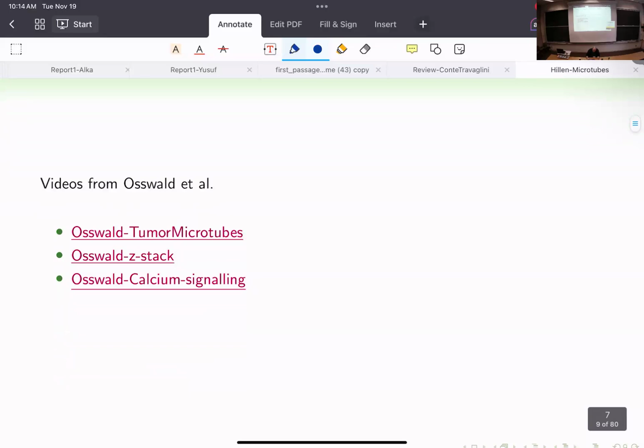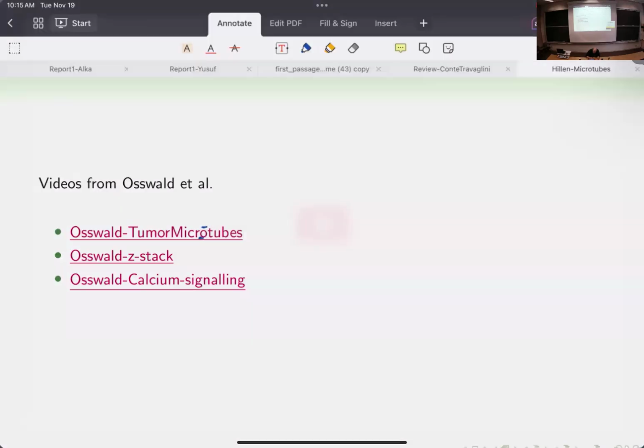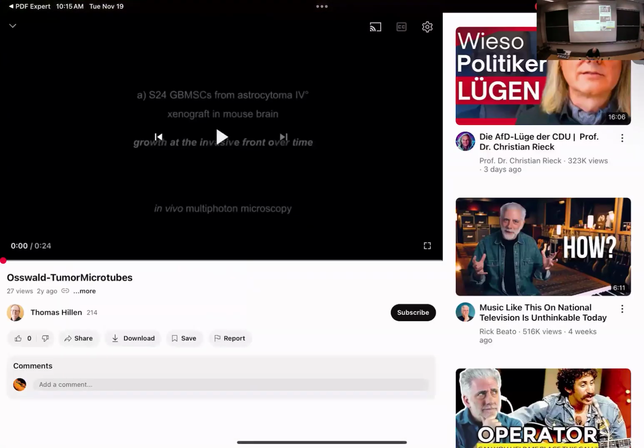Here is the first one where we see this process in action, if the link works. Why does it not work now? That's strange. No? Yes.